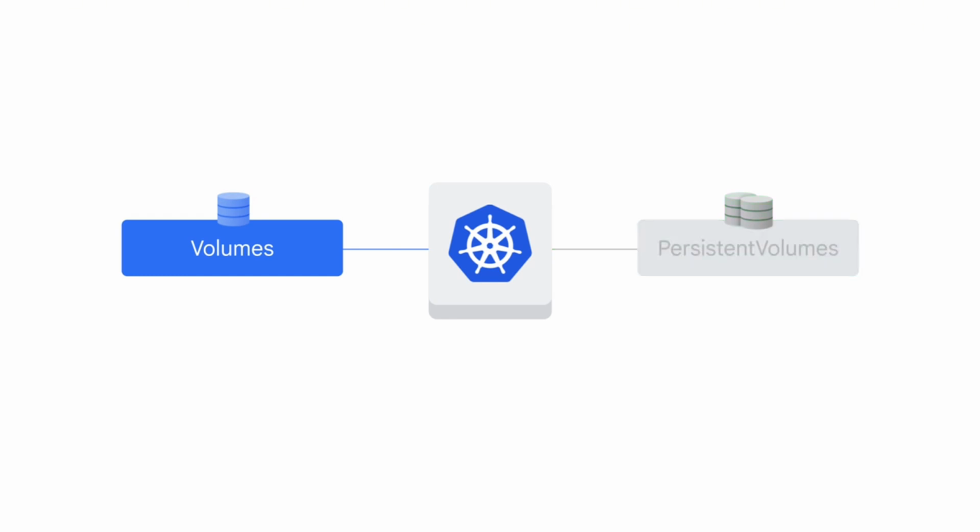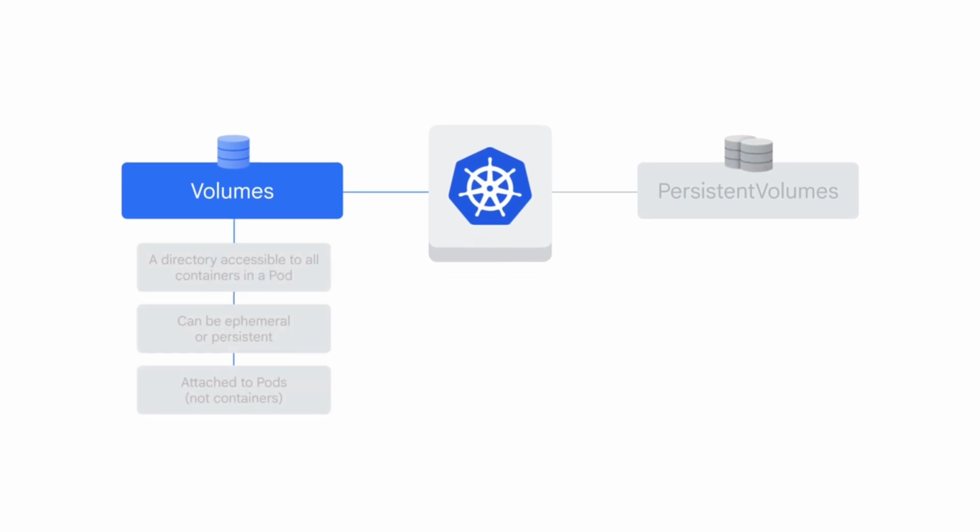We'll begin with volumes. Kubernetes uses objects to represent the resources it manages, and this applies to both storage and pods. A volume is a directory accessible to all containers in a pod. Some volumes are ephemeral, which means they only last as long as the pod to which they are attached. However, some volumes are persistent, which means that they can outlive a pod. Volumes are attached to pods, not containers. This is important to understand because if a pod isn't mapped to a node, then the volume won't be either.